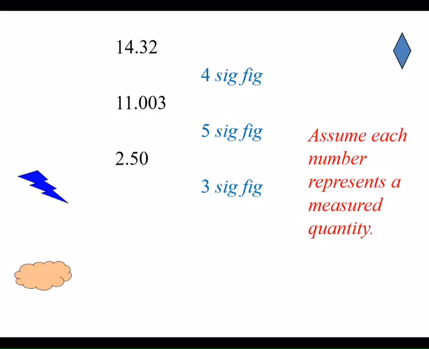The next one, we've got some zeros. So starting with rule number 1, these first 3 numbers, the 1, 1, 5, are significant. And these last 2 zeros are also significant because they're trailing zeros after the decimal. One more example here, so that's 5 sig figs.